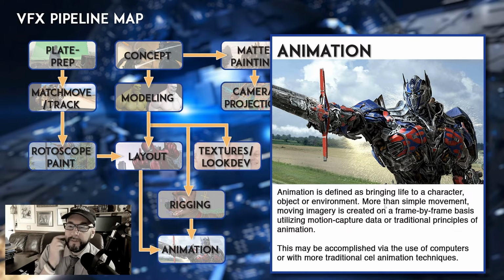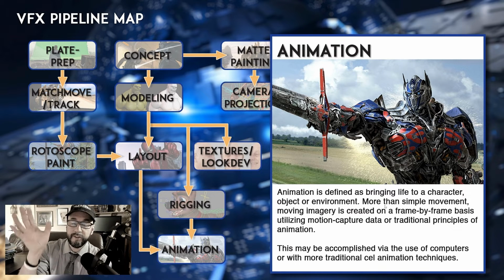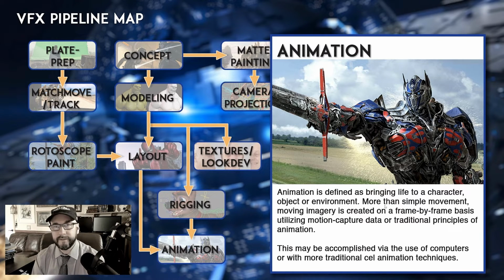More than simple movement, moving imagery is created on a frame-by-frame basis, utilizing either motion capture data or traditional principles of animation. There's really two big types of animation. There's motion capture animation, and it's referenced from a mocap actor. That doesn't mean that that's ready to go and done when that data is captured and you just plug it into your transformer. It usually has to be tweaked. It has to be modified. It has to be pushed. It has to be polished. But then on the other side, there is pure keyframe animation, and that is just animating right from scratch, creating the key poses and having the computer interpolate between those poses. This may be accomplished via the use of computers or traditional cell animation techniques.